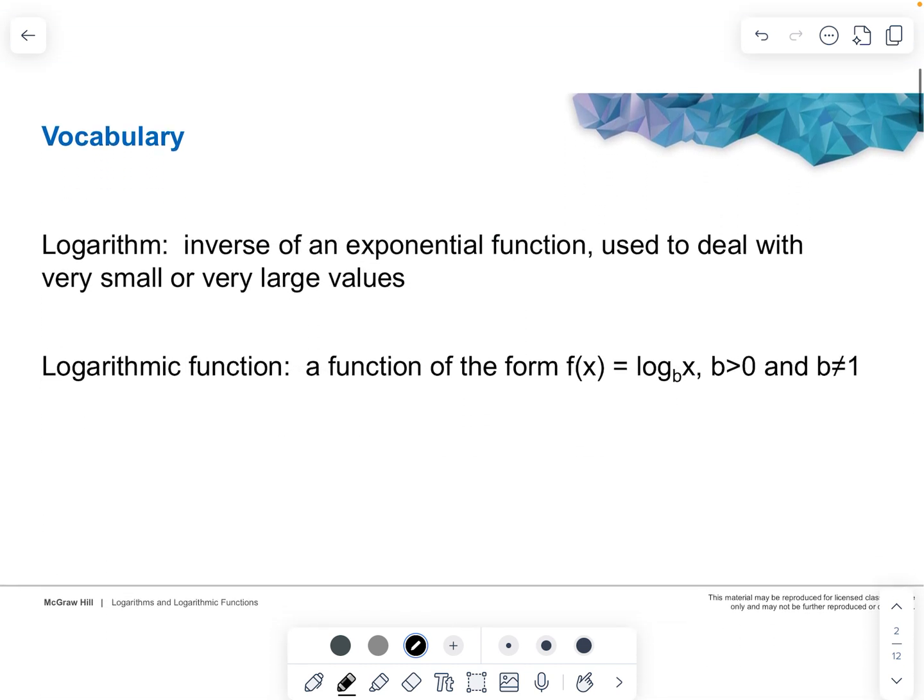We have a few vocabulary for this lesson. Logarithm, the inverse of an exponential function used to deal with very small or very large values. And logarithmic function, a function of the form f of x is equal to log with base b of x, where b is greater than 0 and b is not equal to 1. Pause the video and record these vocabulary.